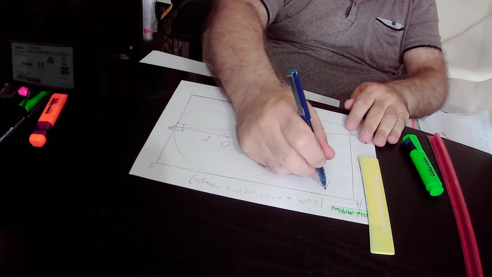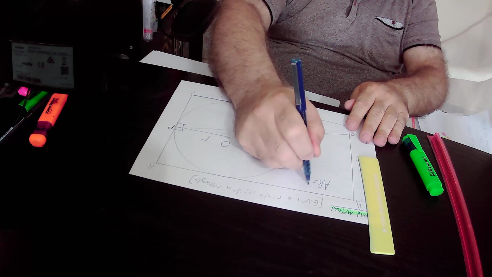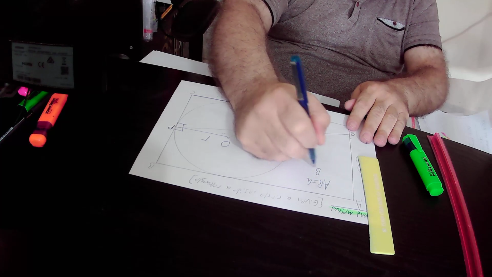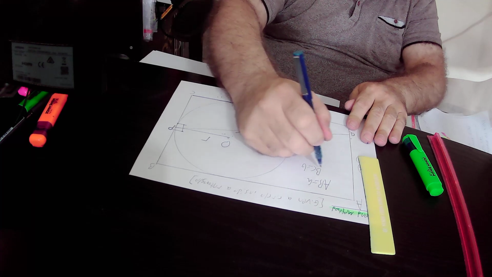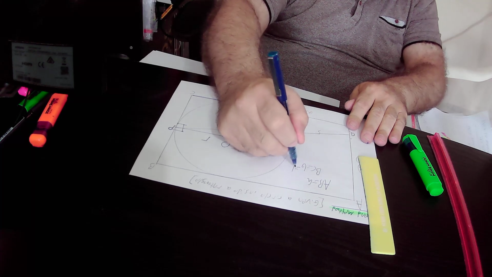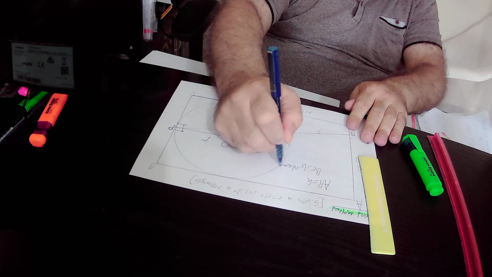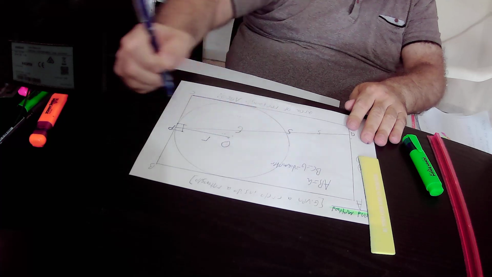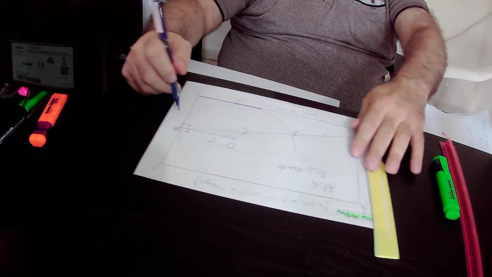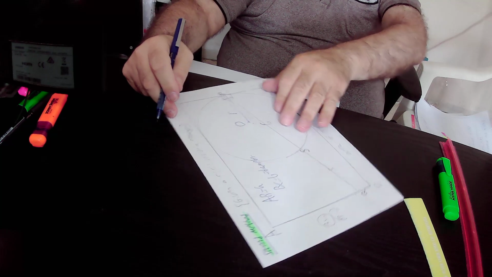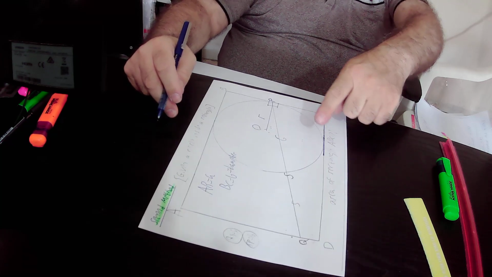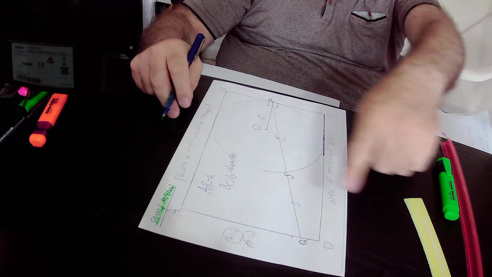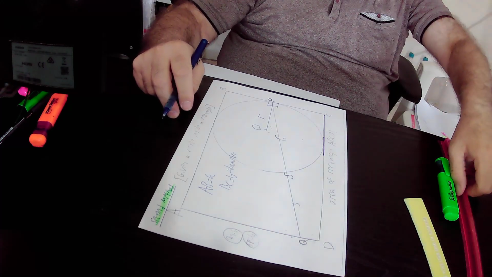We define AB as A and BC as B. B is also the diameter of the circle. We'll extend the radius PO until it intersects with side AD of rectangle ABCD.